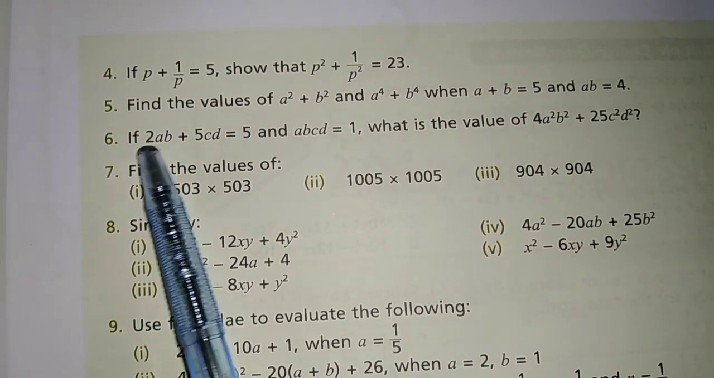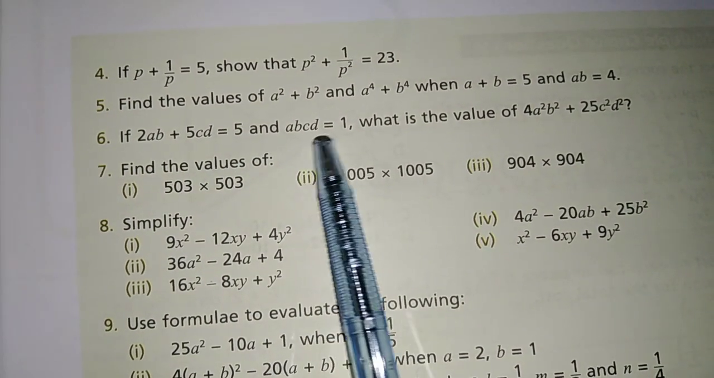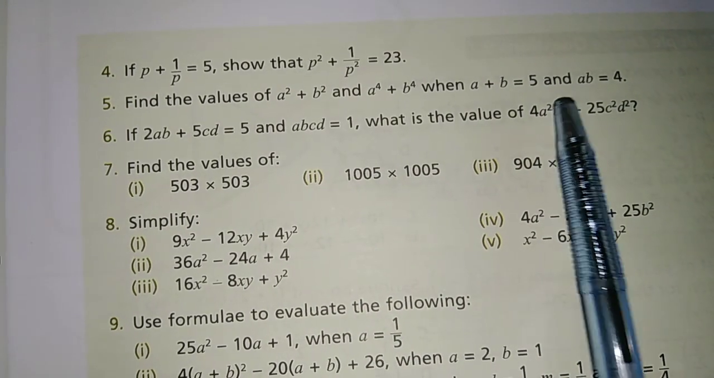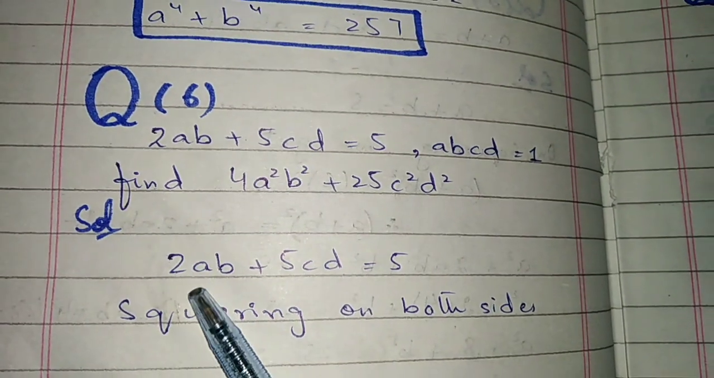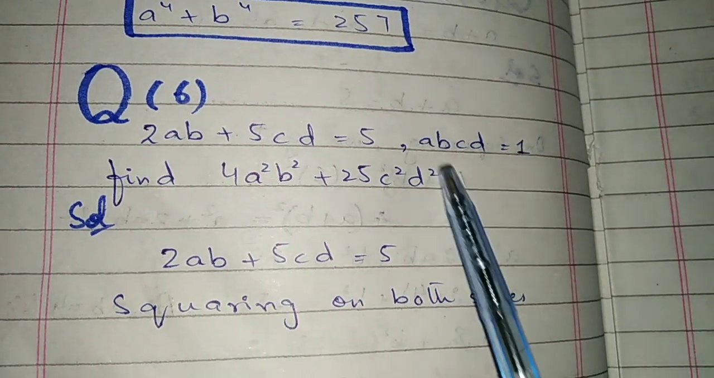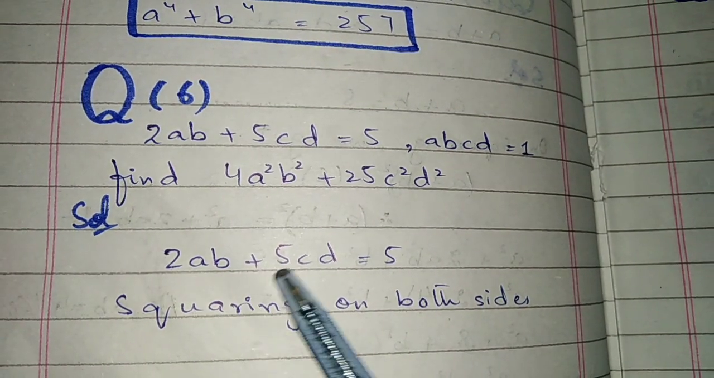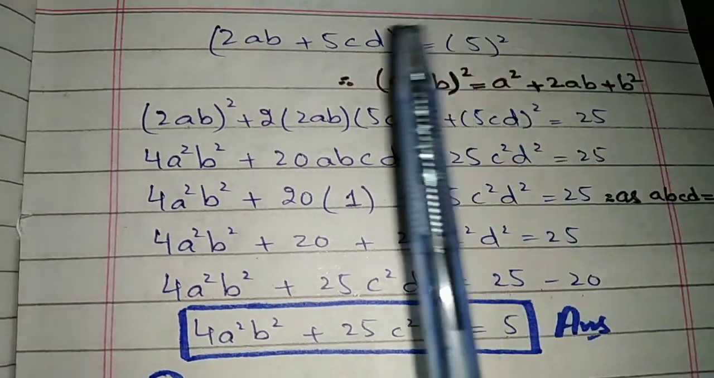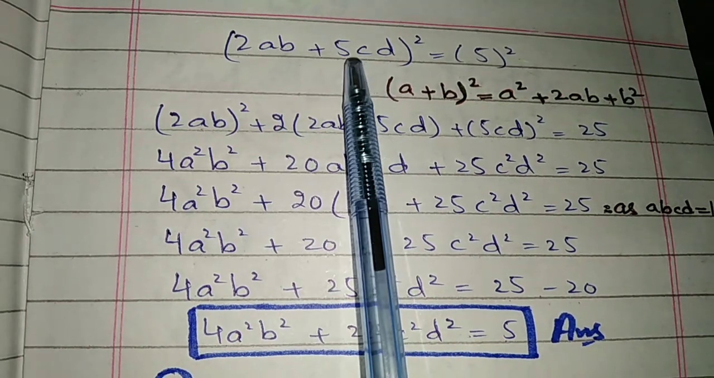Question number 6. If 2ab plus 5cd equals 5 and abcd equals 1, what is the value of 4a square b square plus 25c square d square? 2ab plus 5cd is equal to 5 is given in the question. So we have to find the value of this term. So simply we have to square both sides, and we get (2ab plus 5cd) whole square is equal to 5 square. Now we apply the formula (a plus b) whole square. Here a is equal to 2ab and b is equal to 5cd.